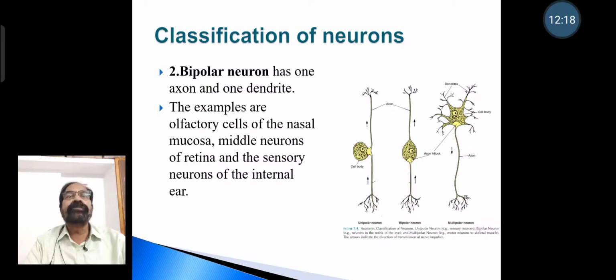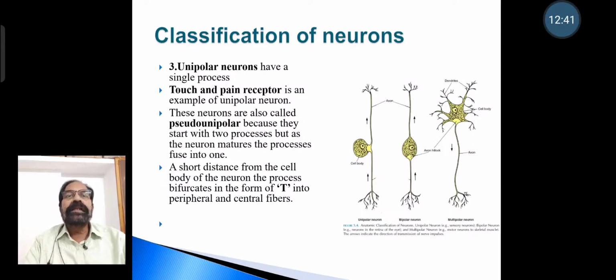Bipolar neurons have one axon and one dendrite. The examples are olfactory cells of the nasal mucosa, middle neurons of the retina and the sensory neurons of the internal ear.